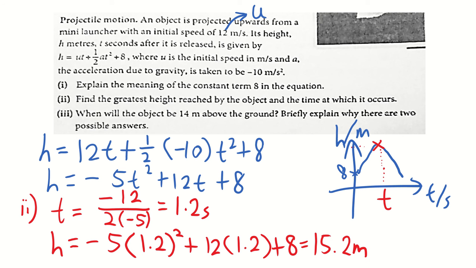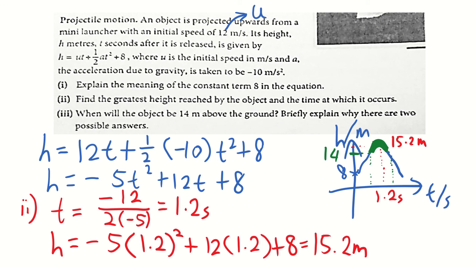All right, next, for part 3, when will the object be 14 meters above the ground? So basically, we know that the maximum height is 15.2 meters, and this happened when the time was 1.2 seconds. So at which instances will this object be above 14 meters? Above 14 meters is probably at this point that is marked out in green, and another point as well, which is also marked out in green. So basically we are trying to find the interval of the duration when the object is moving along the green colored path along the curve.